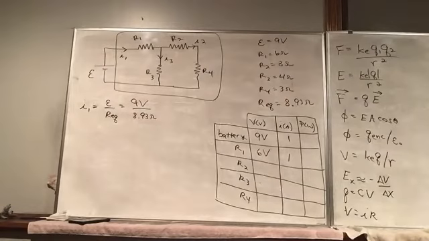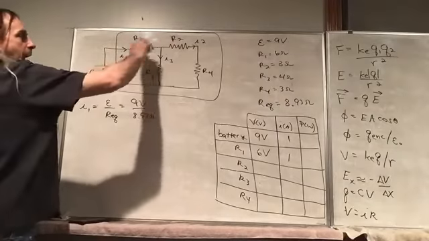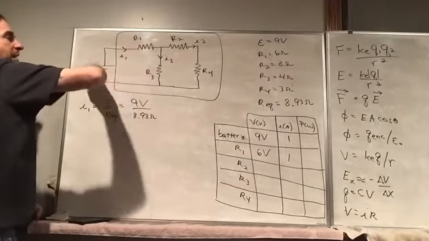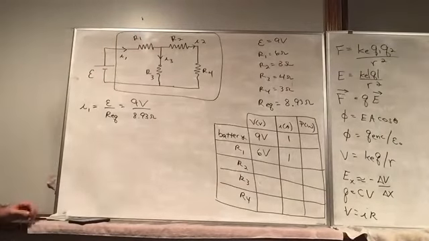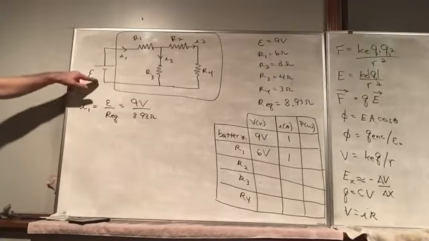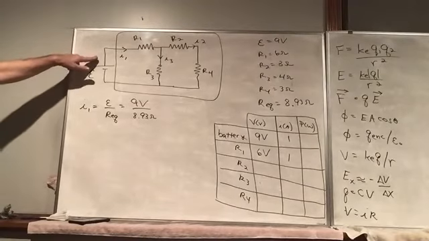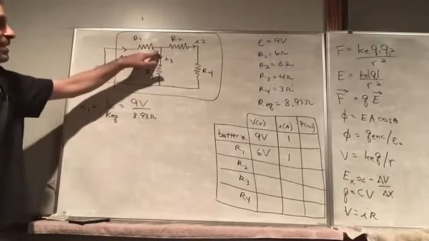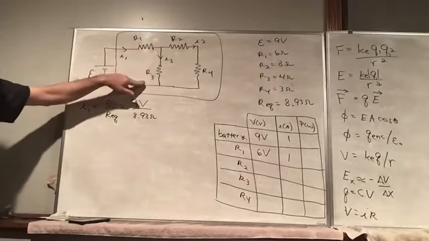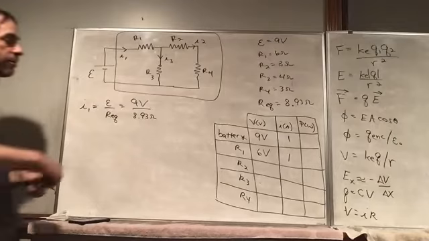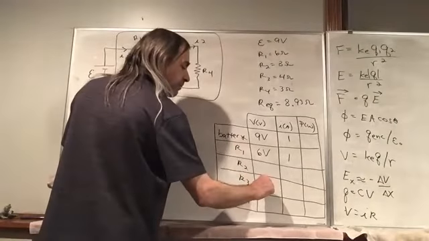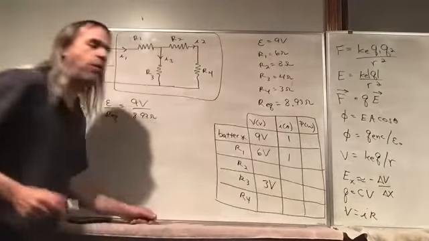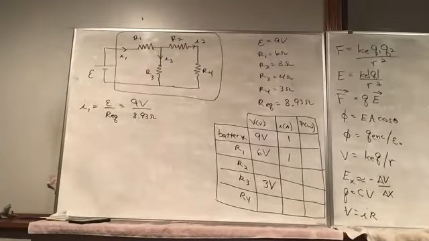Okay, but now the current is going to split up. And remember the loop rule. Let's look at this inner loop. The sum around the loop has to be 0. So here we have plus 9 volts going across the battery, minus 6 volts for the first resistor. So the voltage drop across R3 has to be 3 volts. And it's a voltage drop. I'm just writing the magnitude now. You can put the minus sign in if you like, but I'm not doing that right now.